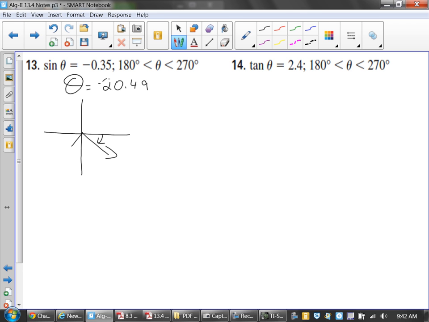You want to be in the third quadrant, so what do you do again? Add it to 180. So what do you get? Now think about it. Is sine positive or negative in the third quadrant? It's negative. Try tangent, see what you come up with.